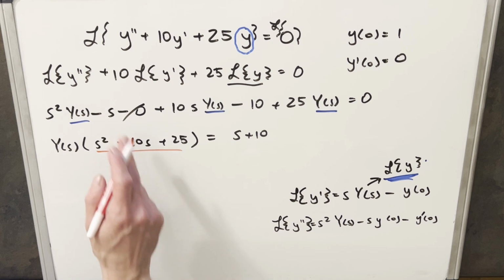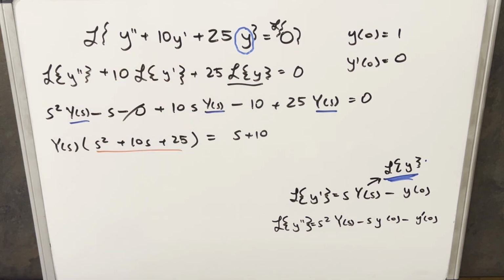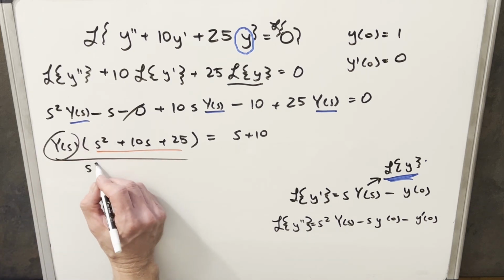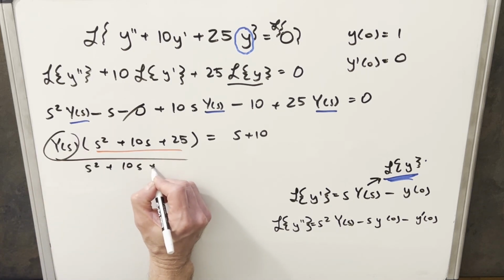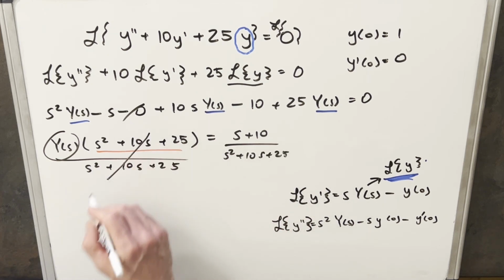It always works out this way. This is the characteristic equation, and so you're always going to get that same pattern. So what we'll do here is divide both sides to isolate this. We'll divide by S squared plus 10S plus 25 and do it over here. Then this here will cancel out.